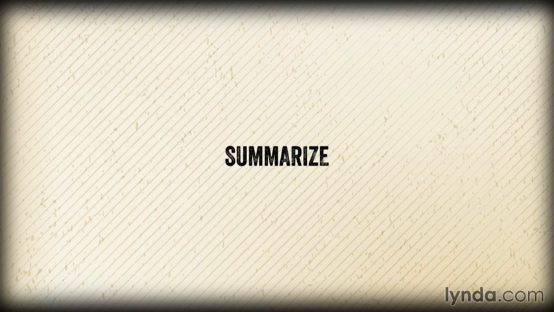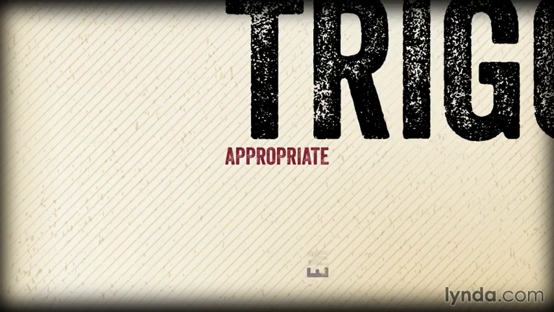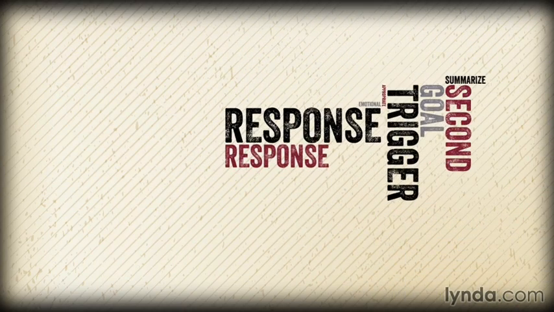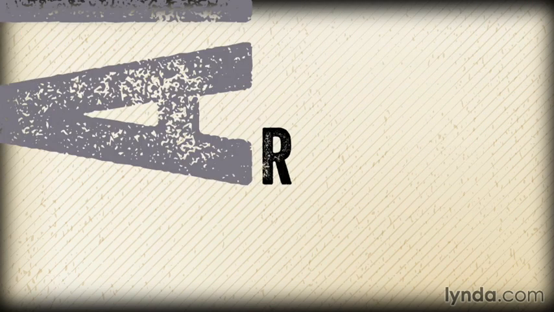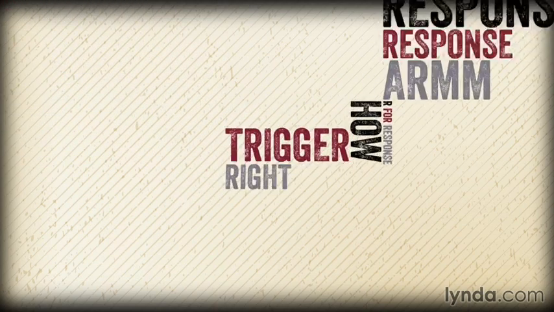So let's summarize. The second goal of a logo is to trigger an appropriate emotional response. That is why response is the second cognitive event in the R model. The R is for response. How do we make a logo trigger the right response?